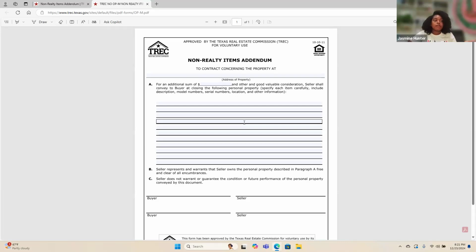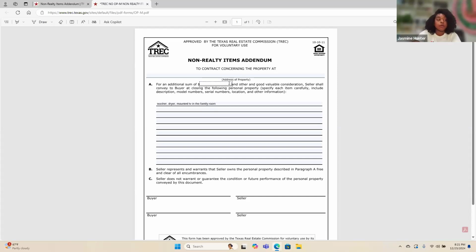So if you want the seller to leave your washer, dryer, and the fridge in the kitchen, you would put that here. And if that seller says, sure, I'll leave it for a certain amount of dollars, then that's what you're putting here. So if they tell you, well, for $500, I'll leave the washer, dryer, and the fridge. No problem. Or if it's the washer, dryer, and the mounted TV in the family room, no problem. You just put that information there and you put how much.